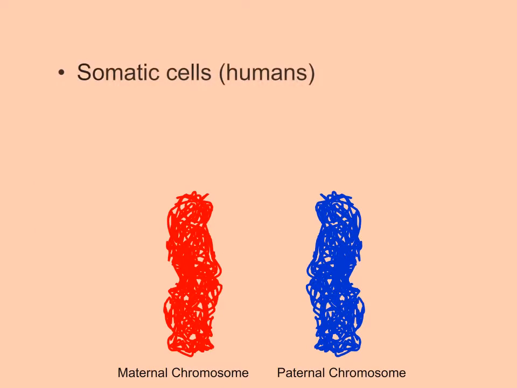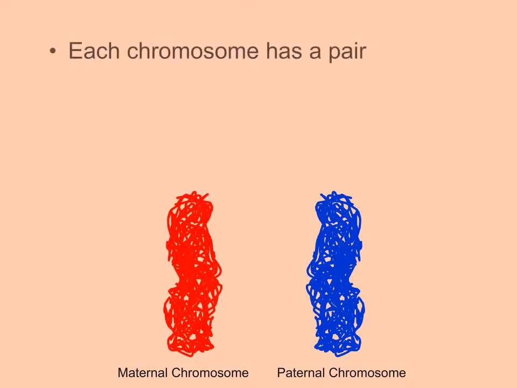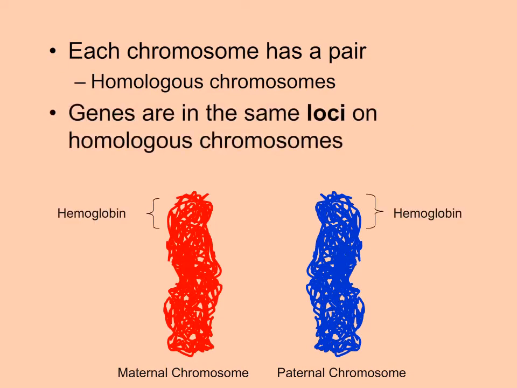So if we looked at one of your somatic cells, we would find 46 chromosomes in the nucleus. Of these 46, 23 came from your mother and are considered maternal chromosomes, while the other 23 came from your father and are considered paternal chromosomes. But these chromosomes are really homologous pairs. Each maternal chromosome has a partner paternal chromosome, which is the same shape, size, and contains the same sequence of genes. For example, if we looked at a certain loci, or location, on this maternal chromosome, we would find the same gene on the paternal chromosome in the same loci.